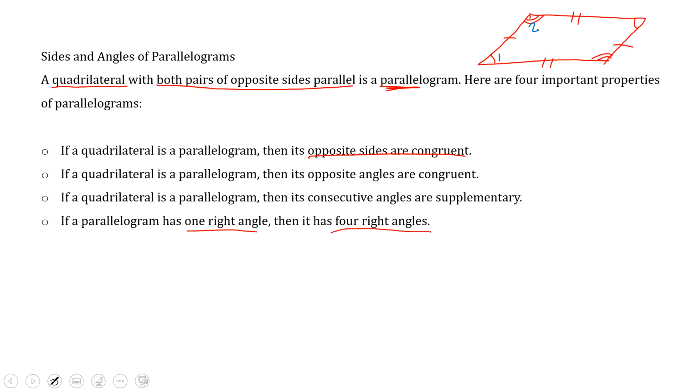Think of a rectangle. It's a parallelogram. My opposite sides are congruent. That's a 90-degree angle, so everything has to be 90 degrees because the opposite angles are congruent. So if this is opposite to this, those are opposite. They're congruent. These 2 are supplementary, so that makes that 90. So that's why if 1 is right, they're all right.